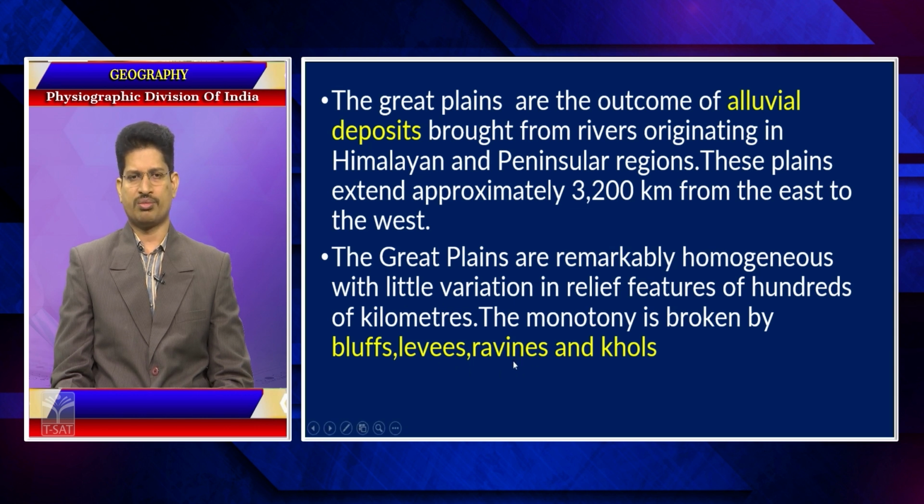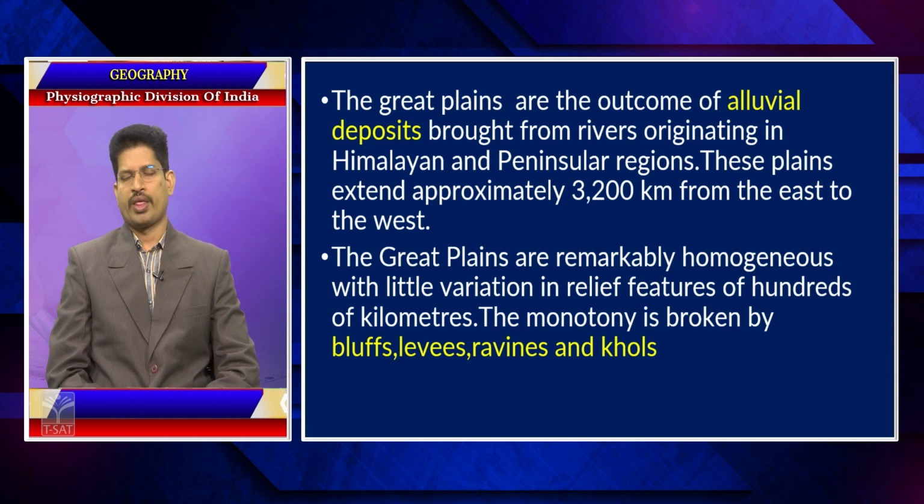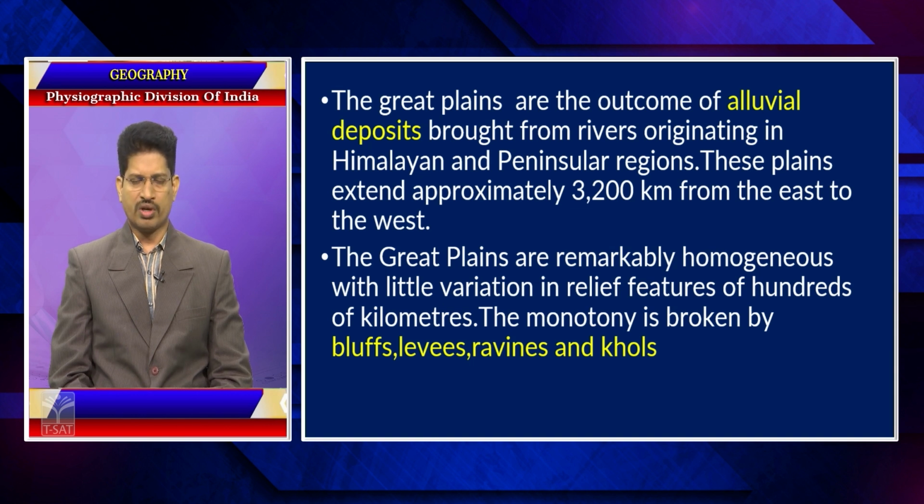So, for example, ravines are badland topography where, because of weathering and erosion, a longitudinal deep small valley-like feature is formed, which is known as a ravine. So, these kinds of structures are found in these regions.